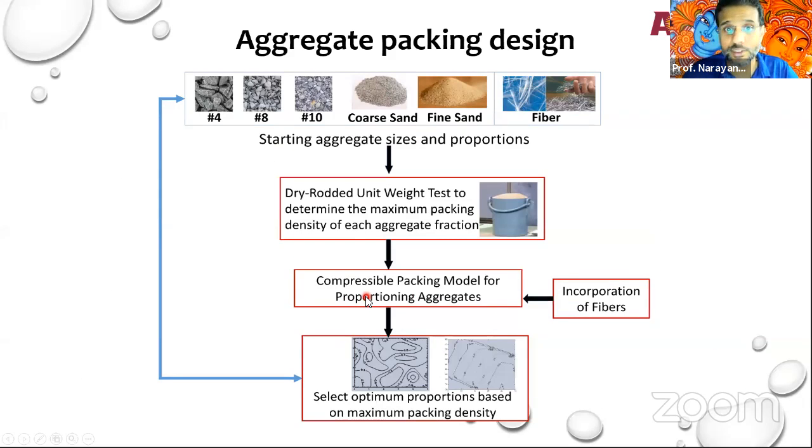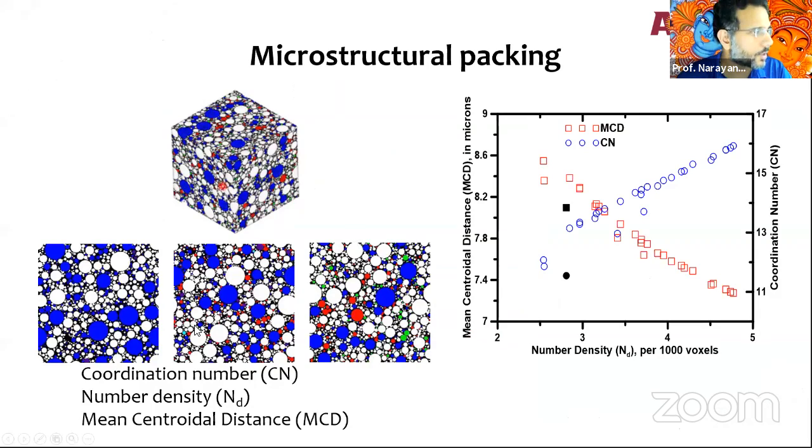Similarly, I will use an aggregate packing model. In the US, we call them number 4, number 8, number 10. Number 4 is a maximum nominal size of 4.75 millimeters. This is 2.36. This is 1.18. So basically, my aggregates are 4.75, passing 9.36 mm, retained on 4.75. That's my maximum size. And then you do the dry rodded unit weight of that aggregate, and you do a mathematical model for that aggregate to see what is the best combination of different materials that I can get in the aggregate.